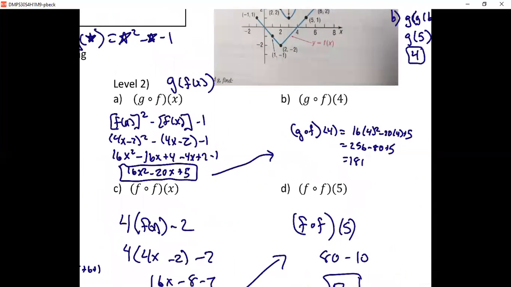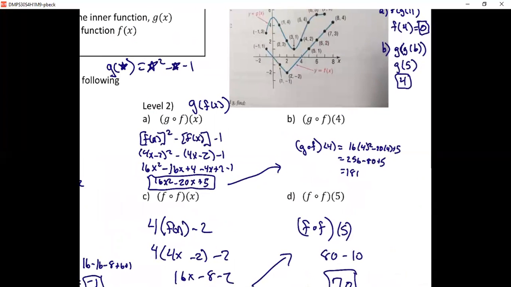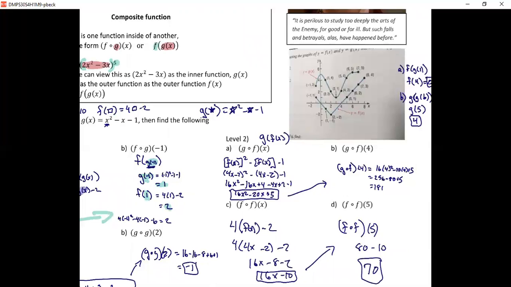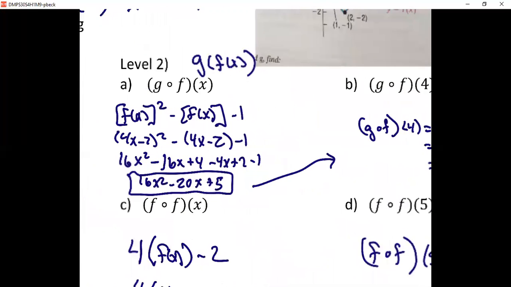For this problem, g of f of x. So for g of f of x, what we need to do is take that f function, square it, subtract it, and then minus 1. So you see the work that I have here.